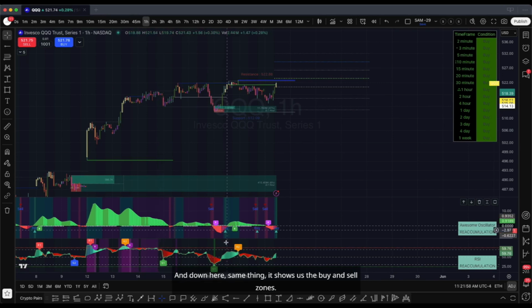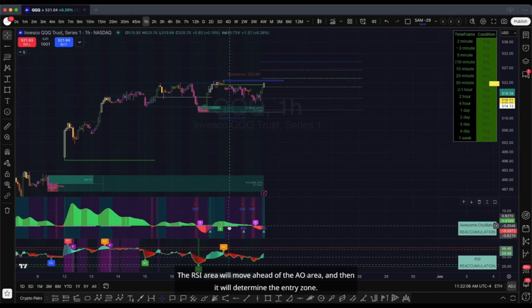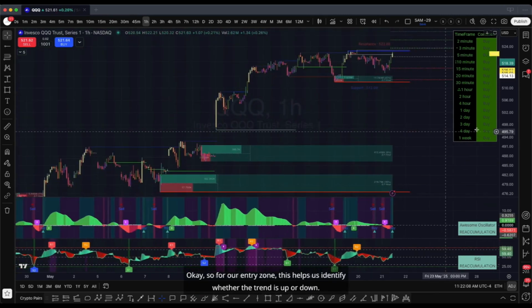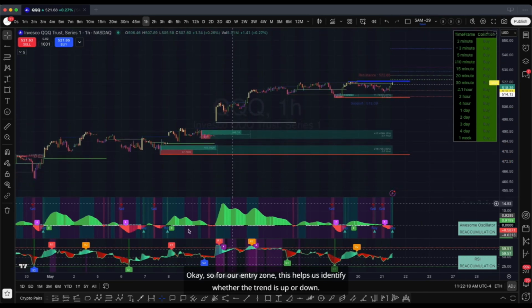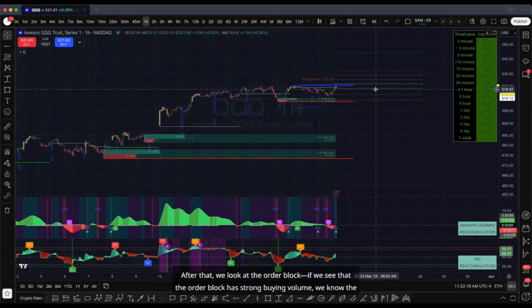And down here, same thing. It shows us the buy and sell zones. The RSI area will move ahead of the AO area, and then it will determine the entry zone. Okay, so for our entry zone, this helps us identify whether the trend is up or down. Then we combine this with risk management to determine our entry point.